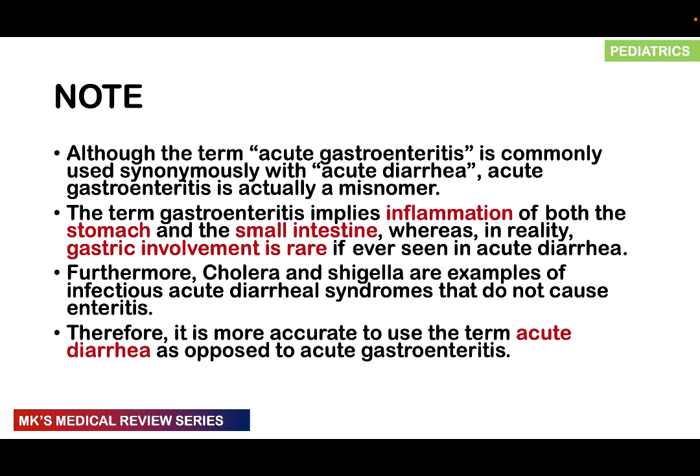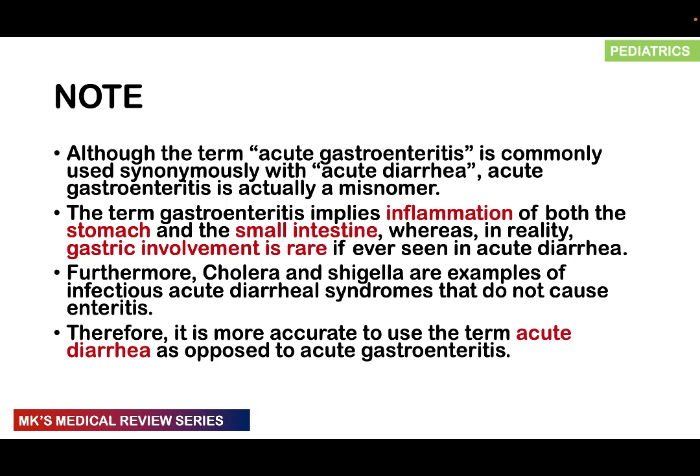So even though we commonly use the term AGE or acute gastroenteritis synonymously with acute diarrhea, acute gastroenteritis in itself is actually a misnomer. Because if we look at the term, gastro means stomach, entero means intestines, and itis means inflammation. So this would denote that there is some inflammation of the stomach and the small intestines.